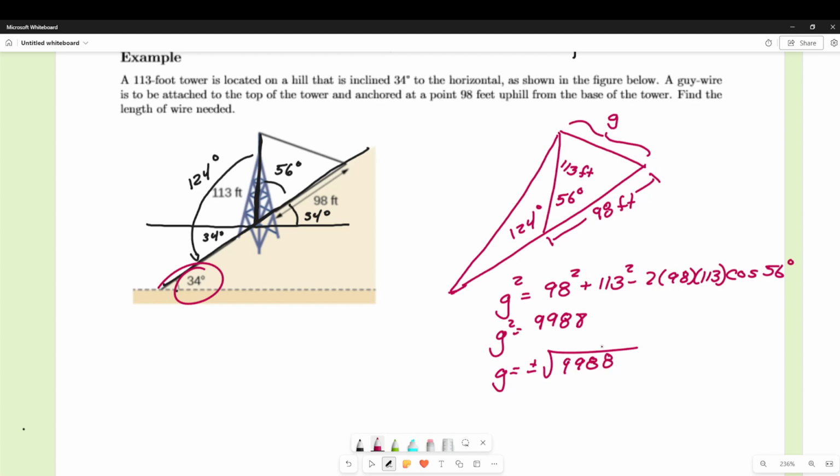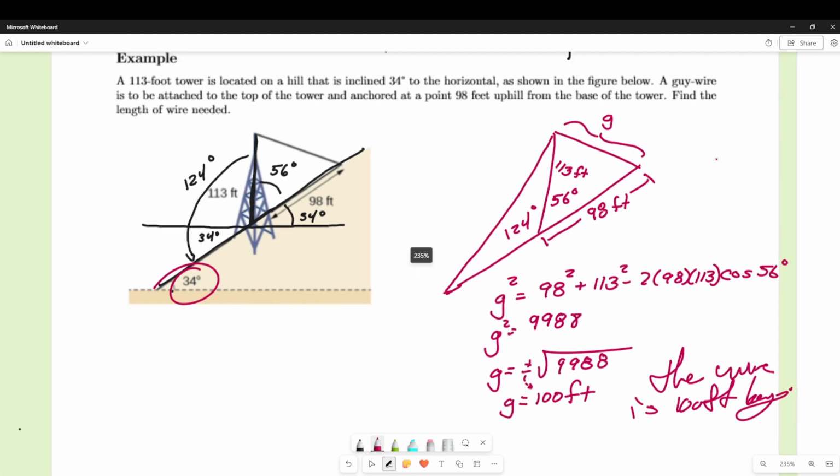So, and again, I'm just going to square root that value as I have it in the calculator, and we get 100 feet. And of course I'm purposefully ignoring the negative because we know it's a positive length, but I want to respect it when we solve it. So the wire is 100 feet long. Again, don't write your answers like I do, just reminding you. Answers should be in a sentence.